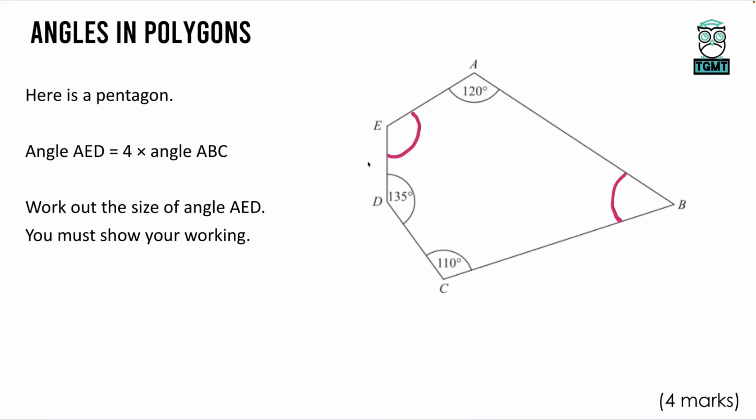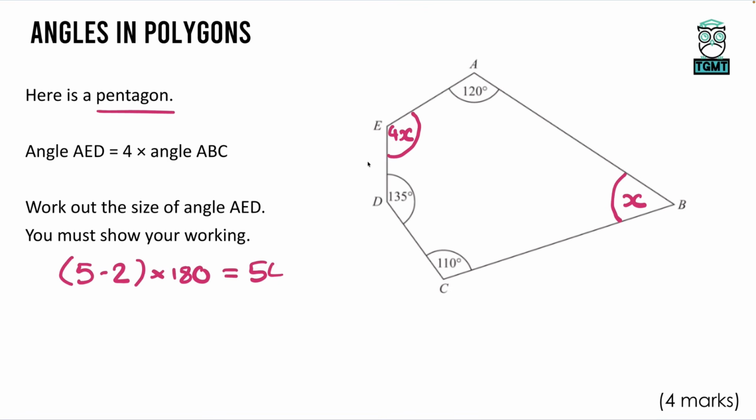So if the smaller angle is 1x, 4 times the size of that over here would be 4x. It says work out the size of angle AED, which is that larger angle there, and you must show your working. So a pentagon, and we can see the shape anyway, but a pentagon has 5 sides. Our formula for working out the size of the sum of the interior angles is n minus 2, where n is the number of sides, so 5 minus 2, and then you multiply that by 180 degrees. That comes out as 540.